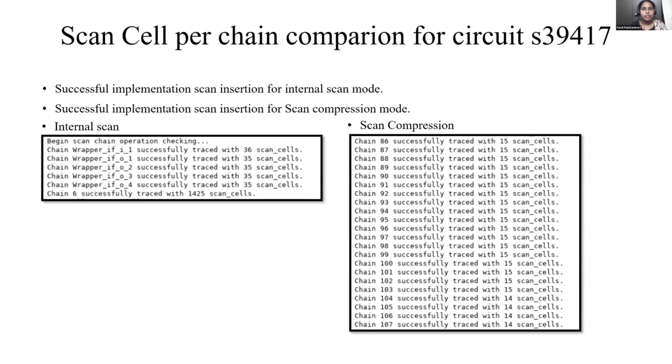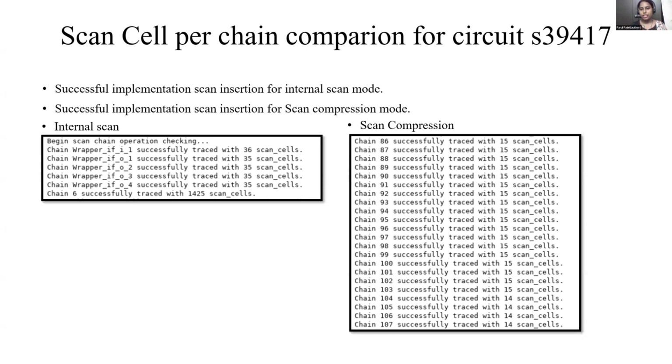For the scan cell per scan chain comparison, I'm just doing it for one circuit, S38417. I will elaborate the result for one circuit and then show the comparison for all 5. For S38417, you can see an internal scan: one scan chain is formed which has 1425 scan cells. A flip-flop preceded by a mux is called a scan cell. After scan insertion, they have formed a chain comprising 1425 scan cells.